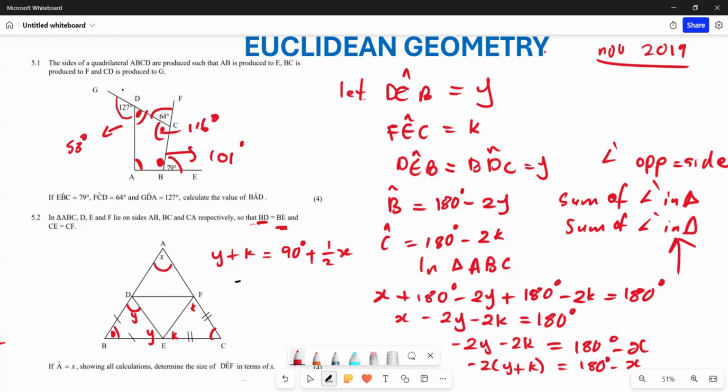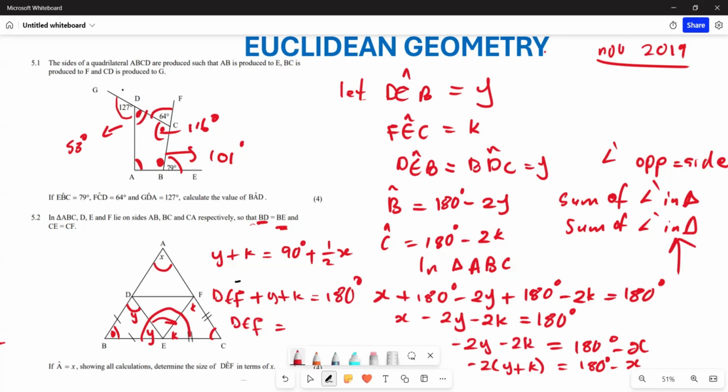So now, lastly, if I'm looking at my angle DEF, my angle DEF is going to be equal to what? My angle DEF plus my y plus my k is going to give me 180 degrees. Can you see that here? I'm looking at this straight line. So from here, my angle DEF is going to be equal to this one.